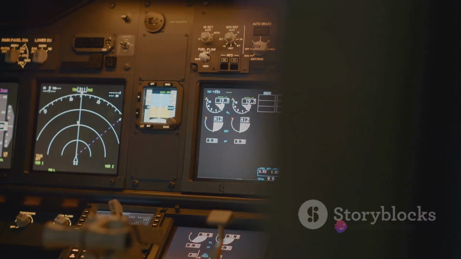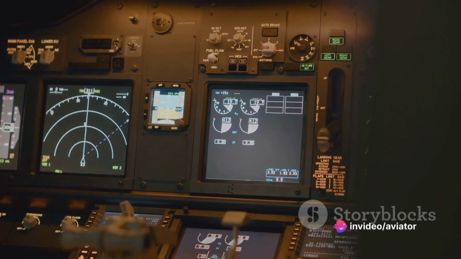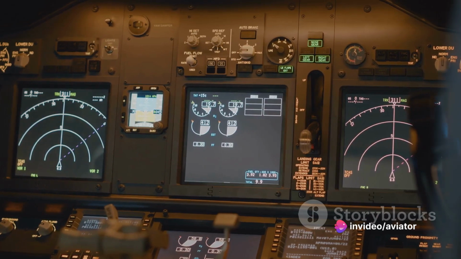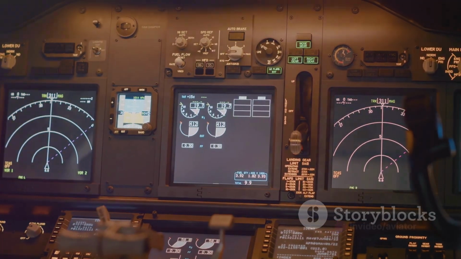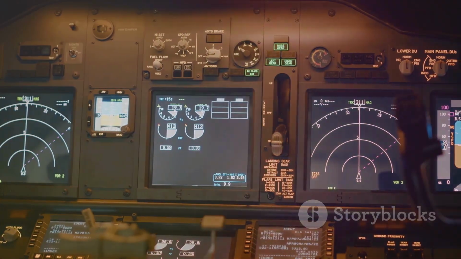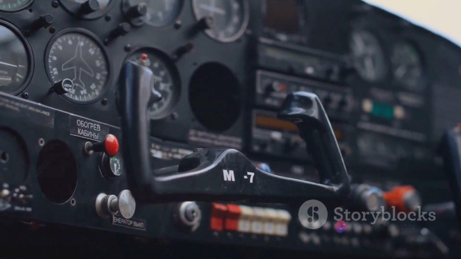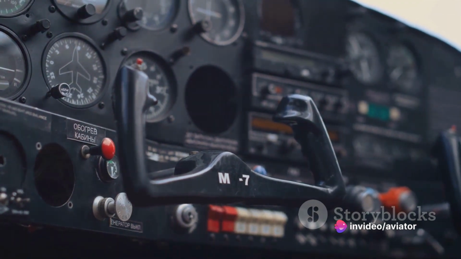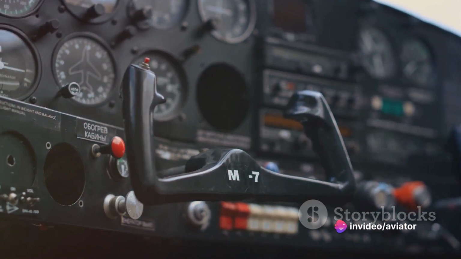But it's not just about knowing which controls do what. The design of these controls, their placement, and how they feel to the pilot are crucial for precise handling of the airplane. Ergonomics play a big role in this. The controls need to be comfortable and intuitive to use, because in the heat of the moment, a pilot needs to be able to react without thinking.